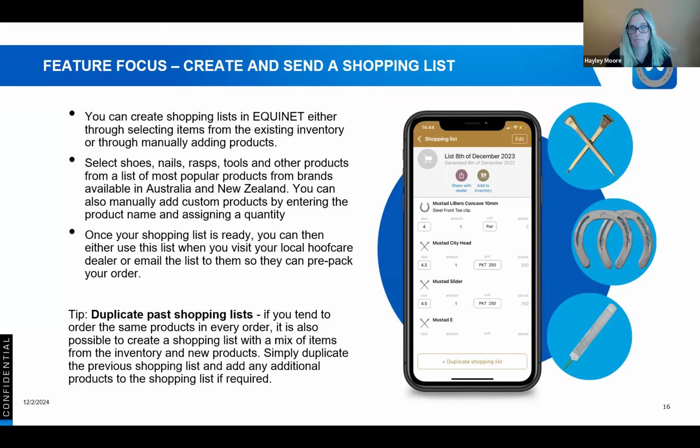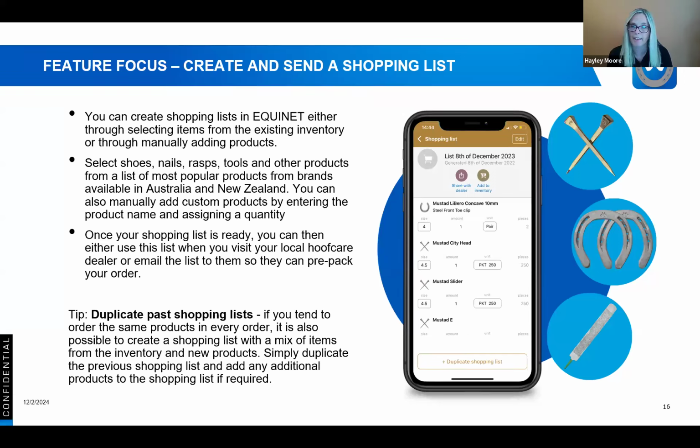And then it's pretty much generating a shopping list as you would if you go into the supermarket, and as you do when you're going to order your hoof care products. And then you can either use that list if you were going into the hoof care dealer, or you can email and get them to pre-pack for you. And then there's the ability at the bottom, you can see on the screen, there's a duplicate shopping list. So if you tend to order the same things each time, you can just duplicate it.